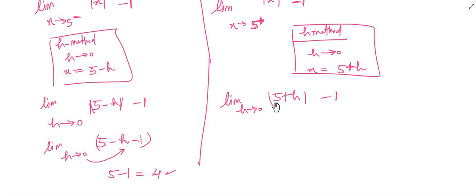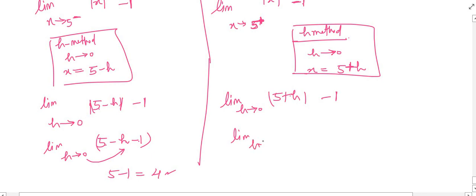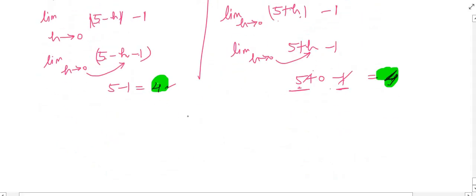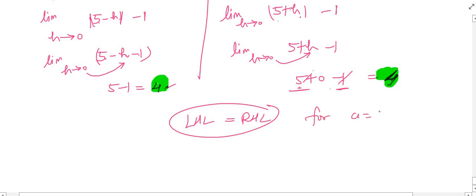Just a little bit more to go. Put h equal to 0, or remove mod. So 5 plus h, the mod will disappear directly because 5 plus h is a positive number. The mod will disappear. Now put h as 0. So 5 plus 0 minus 1. What is it? 5 minus 1 is 4. 5 minus 1 is 4. Clearly LHL and RHL are equal. So write down LHL is equal to RHL for a is equal to 5.